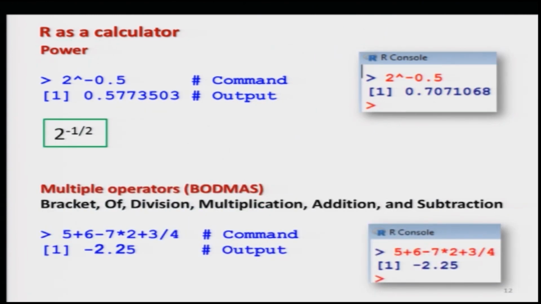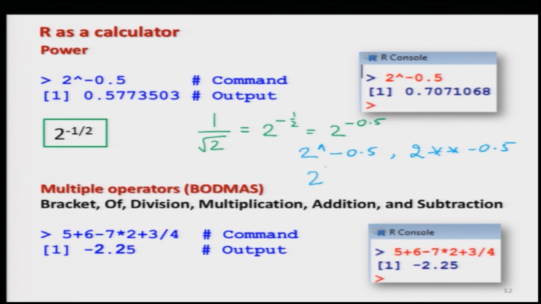And similarly, if you want to find out 1 upon square root of 2, it is the same as 2 raised to the power of minus 1 by 2, which is the same as 2 raised to the power of minus 0.5. So you can write 2 raised to the power of minus 0.5, or 2 double star minus 0.5, or 2 hat minus 1 by 2, and so on. Whatever you want, you can use it.